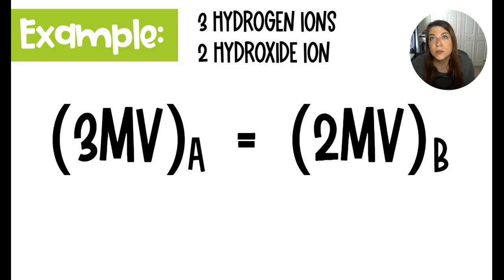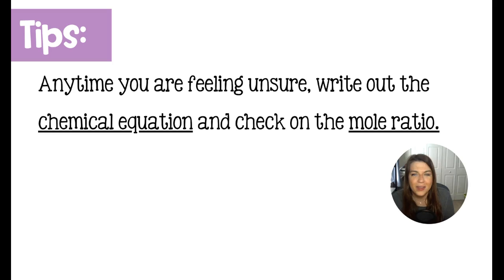If you had H3PO4 and Mg(OH)2, a triprotic acid, and a base that offers 2 hydroxide ions, then you plug in a 3 and a 2. Okay, I know that's a lot. There's no need to memorize it. If you are feeling unsure, you're not totally confident, just write out the chemical equation and check out the mole ratio because that'll give you the answer, what numbers to add into your titration equation.